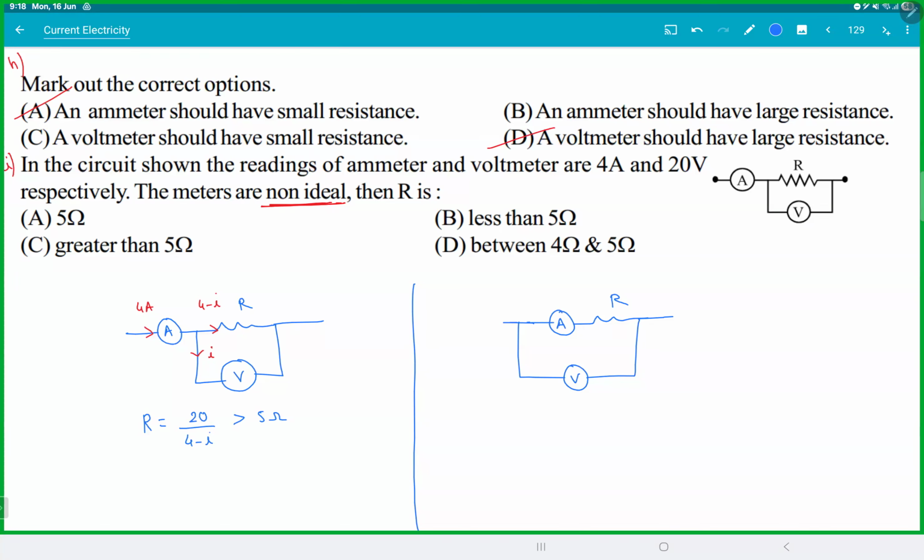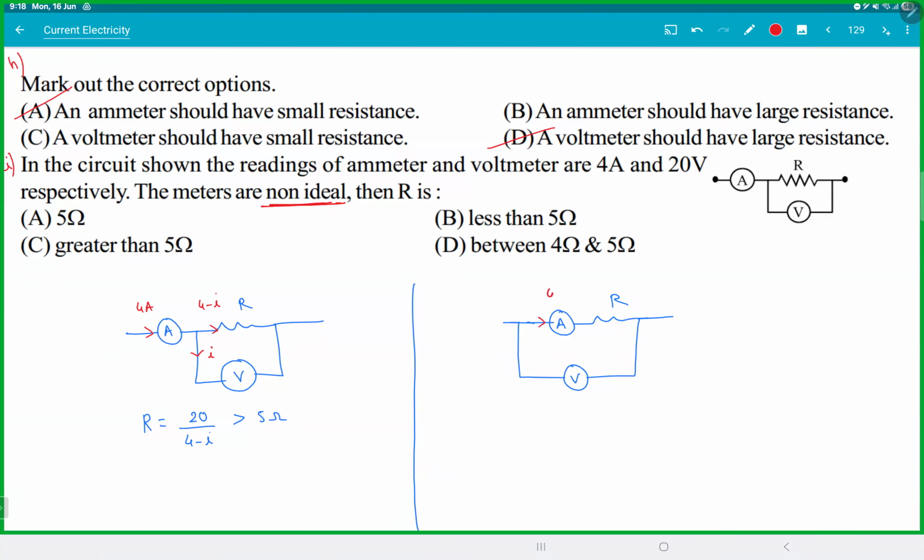Is that making sense? Because the voltmeter is in parallel, it is measuring the exact voltage, but the ammeter is actually showing the current in the voltmeter plus the resistor. 4 ampere is not the current in the resistor. That's the current in both the resistor and voltmeter together. That means in the resistor, the current is actually less than 4. Therefore, the resistance is greater than 5. Is that making sense?